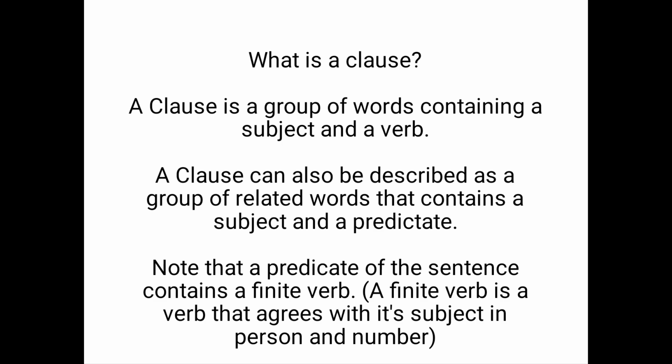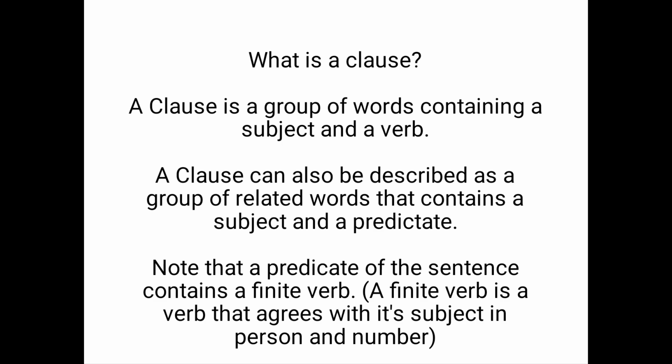Now, to give a detailed explanation about that, a clause is a group of related words that contains a subject and a predicate. This part of the predicate is the part of the sentence where you have a finite verb. And to describe a finite verb, we say a finite verb is a verb that agrees with each subject in person and number. That's a finite verb.